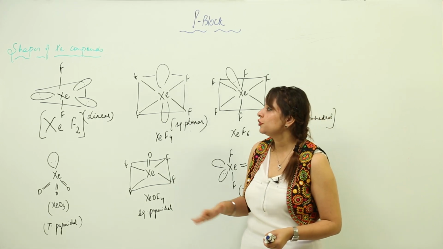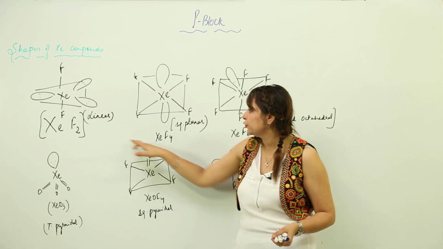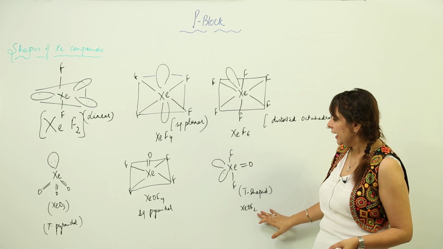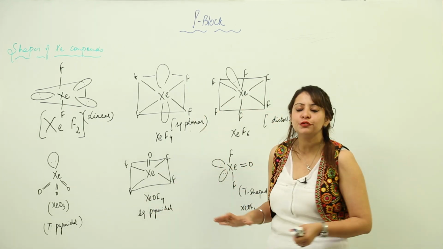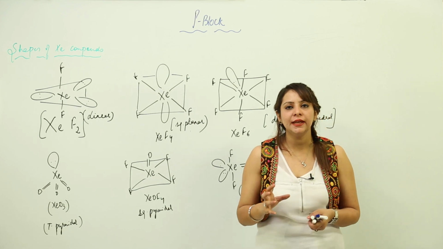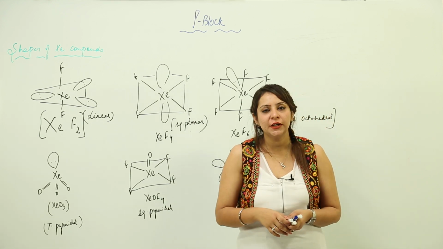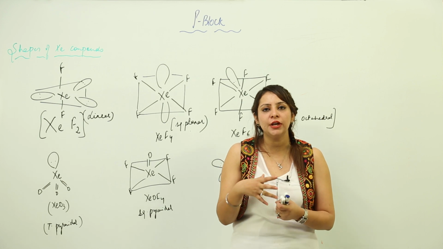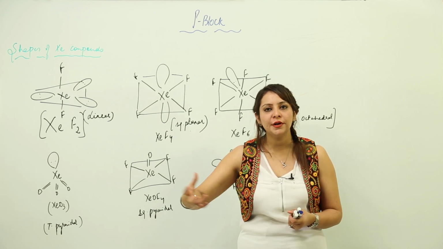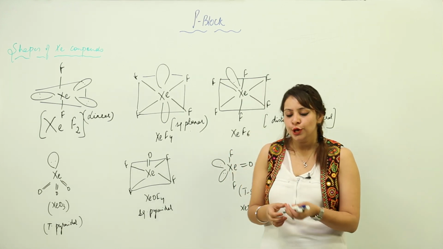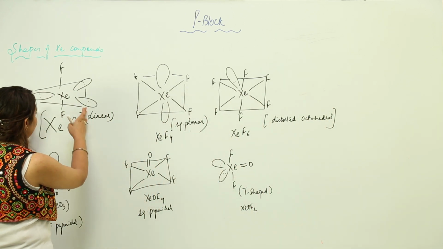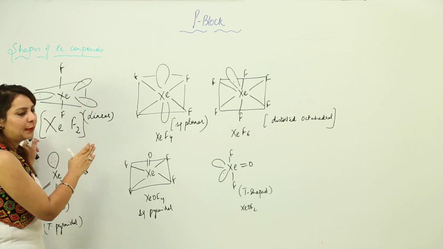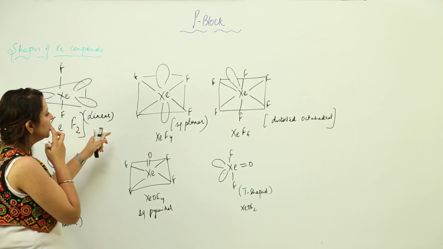Now, if we look at the shapes of compounds like XeF2, XeF4, XeF6, XeOF2, XeOF4 and XeO3, we will see these kinds of shapes. As we have already discussed in chemical bonding, on the basis of VSEPR theory we can predict the shape depending upon how many bond pairs or lone pairs it carries.